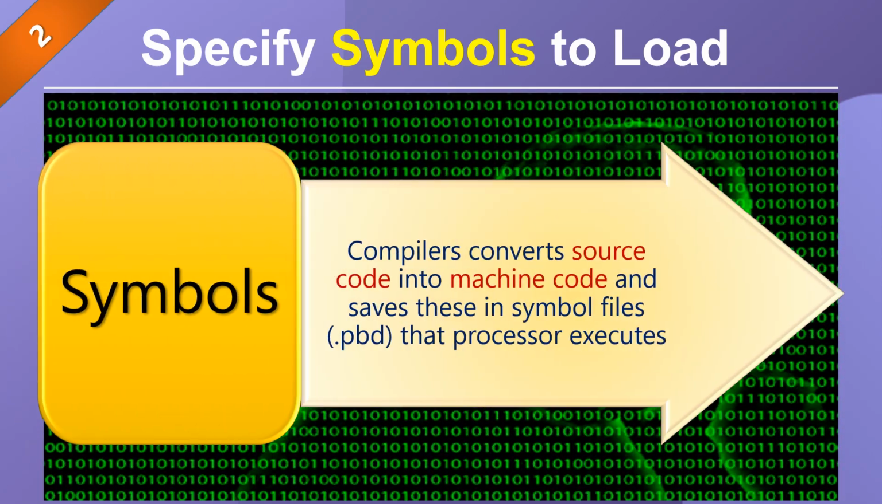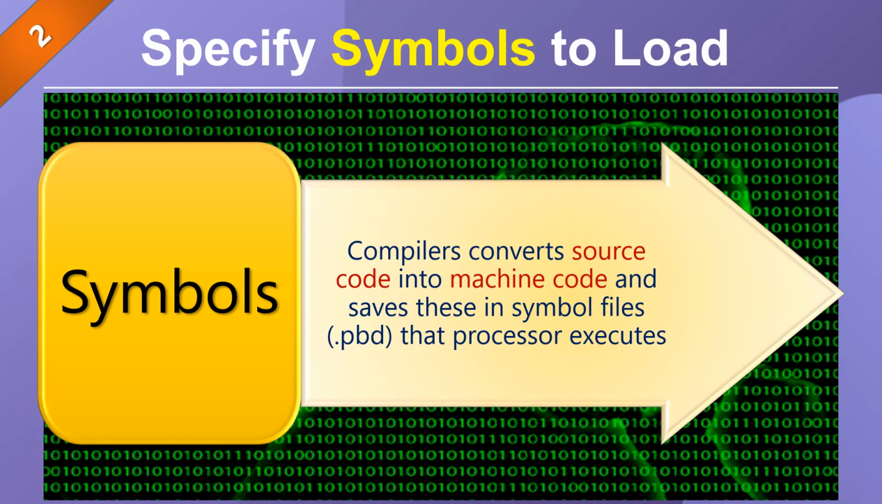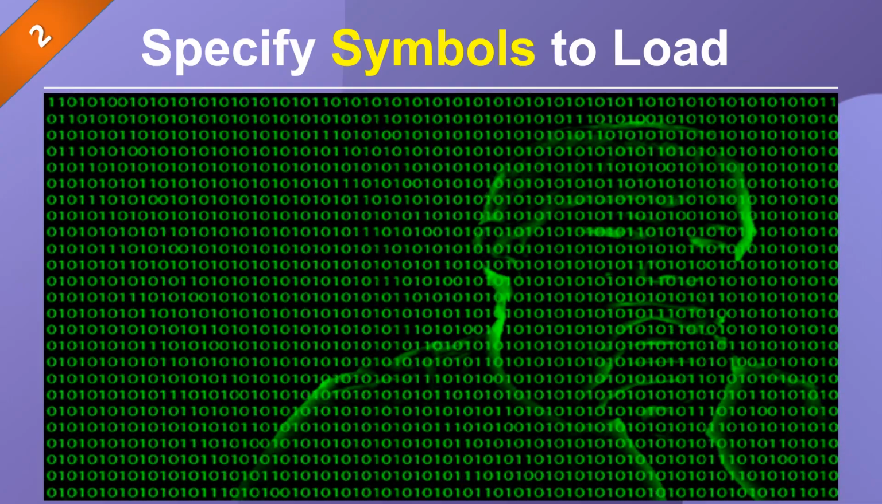The compiler converts source code into machine code, and saves these in symbol files that the processor executes. During native debugging, loading symbol files consumes a lot of memory resources.